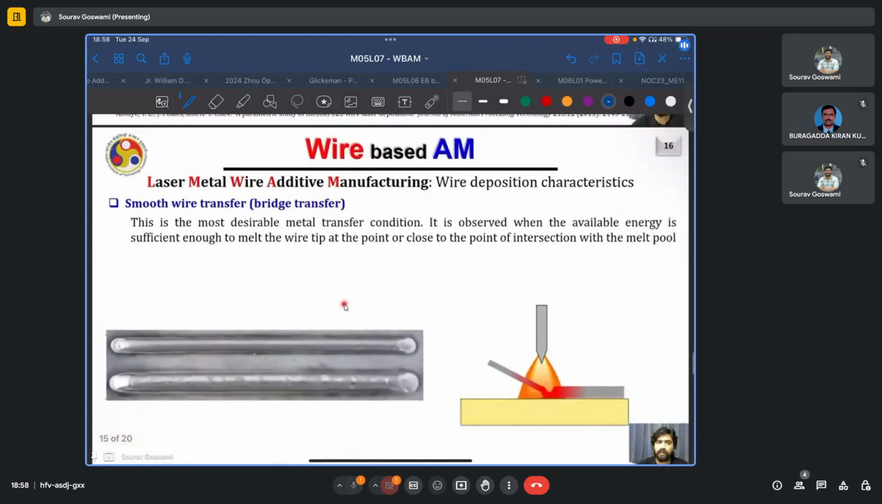The optimum case, of course, is the one of bridge transfer, where your wire feed rate and laser head traversal speed are well synchronized so that the melting occurs very near to the melt pool, such that the droplet forms and immediately gets deposited inside the melt pool, forming almost a continuous chain or a bridge. And this leads to very smooth beads.